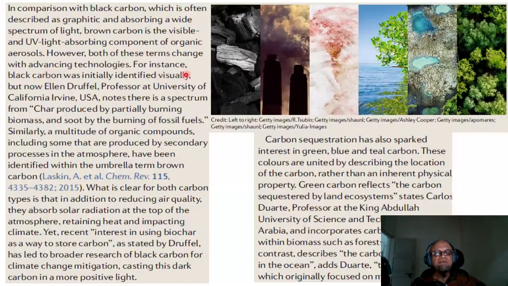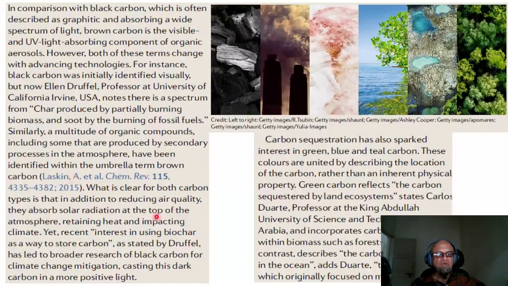However, both of these terms change with advancing technologies. For instance, black carbon was initially identified visually, but now Alan Ruffel, professor at the University of California, Irvine in the USA, notes that there is a spectrum of carbon from char produced by partially burning biomass to soot from the burning of fossil fuels. Similarly, a multitude of organic compounds, including some that are produced by secondary processes in the atmosphere, have been identified within the umbrella term brown carbon.